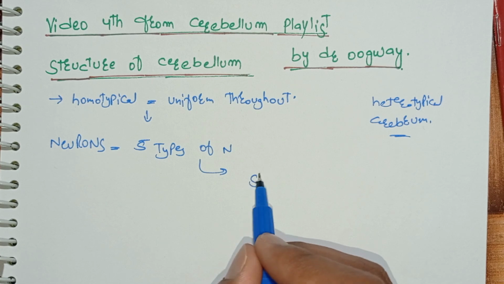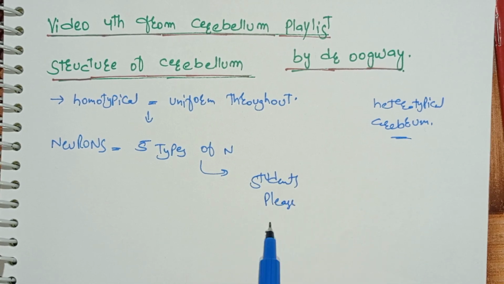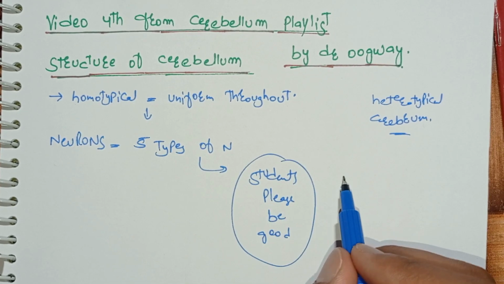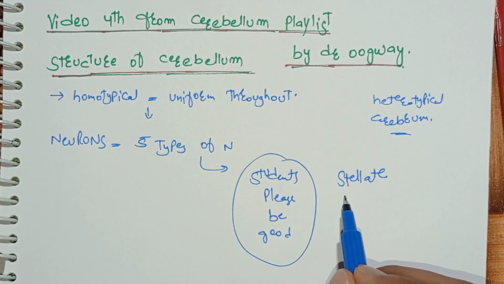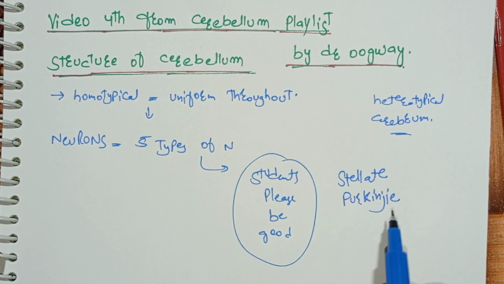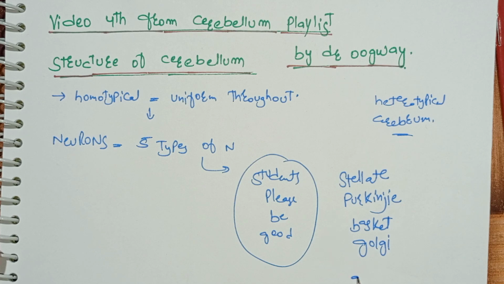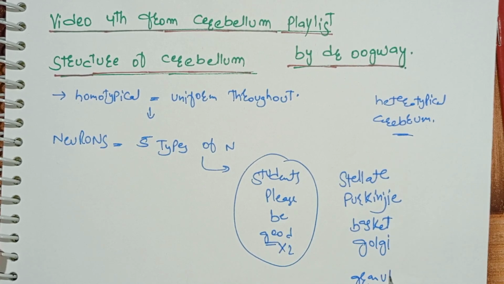These types can be remembered by the mnemonic "students, please be good." What do you mean by students? S is for stellate cells. P is for Purkinje cells. Then we have the basket cells. Then we have the Golgi cells. And we have the granular cells. You know, G is twice: Golgi and granular cells.